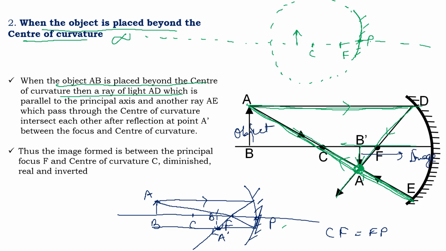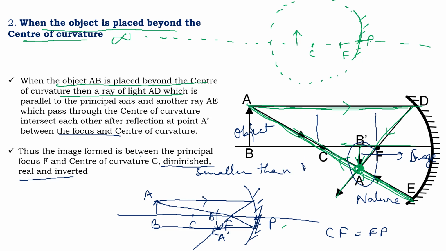These things you have to remember and practice, then you will get them. Now, where is your image formed? The image is formed between the focus and the center of curvature. And what is the nature of the image? It is smaller, isn't it? So the image formed is diminished, which means smaller than the object. It is real and inverted. Inverted, as you can see, and real because it is on the same side.